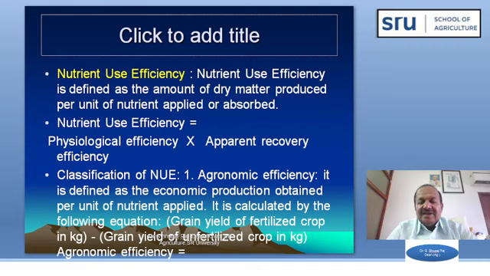The classification of nutrient use efficiency is that one is called agronomic efficiency and another physiological efficiency; like that it is classified. For example, agronomic efficiency is defined as the economic production obtained per unit of nutrient applied. It is calculated by the equation: grain yield of fertilized crop in kgs minus grain yield of unfertilized crop in kgs. That is called agronomic efficiency.